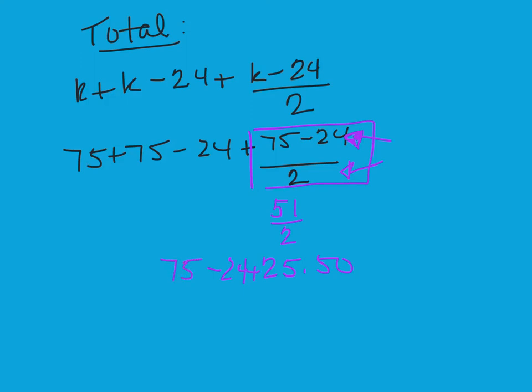It's funny. So I'm rewriting the rest of the problem so we didn't lose any of it. And now I'm going to add in order from left to right. So 75 plus 75 is 150. That should be easy. Minus 24.